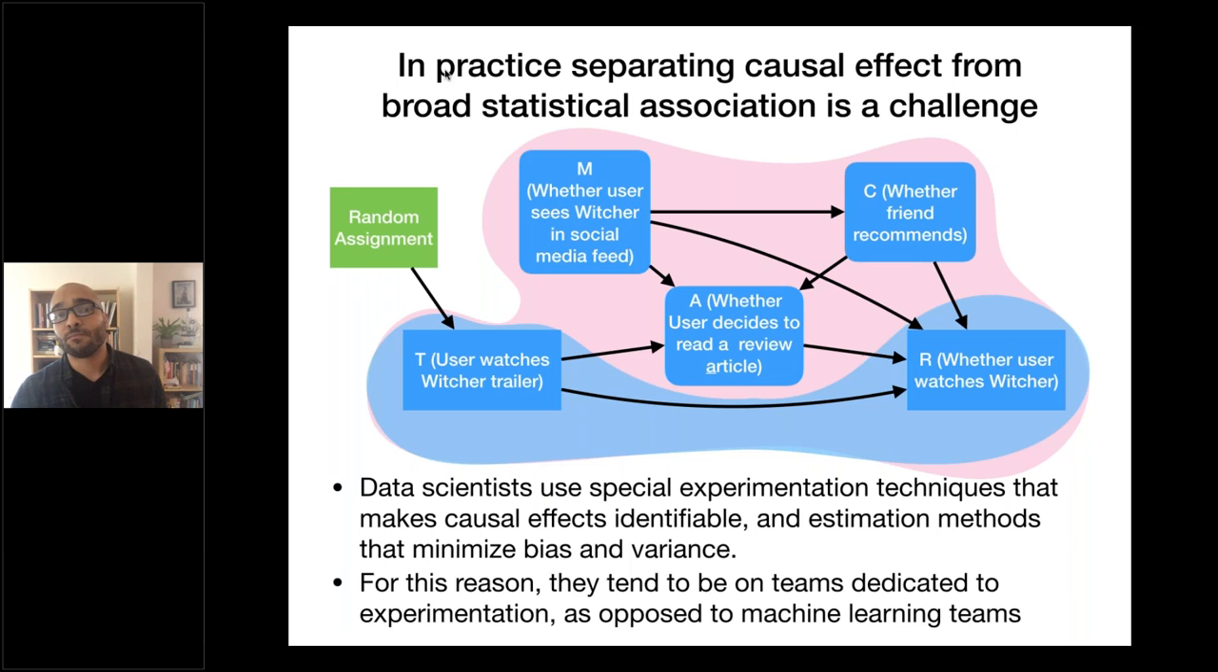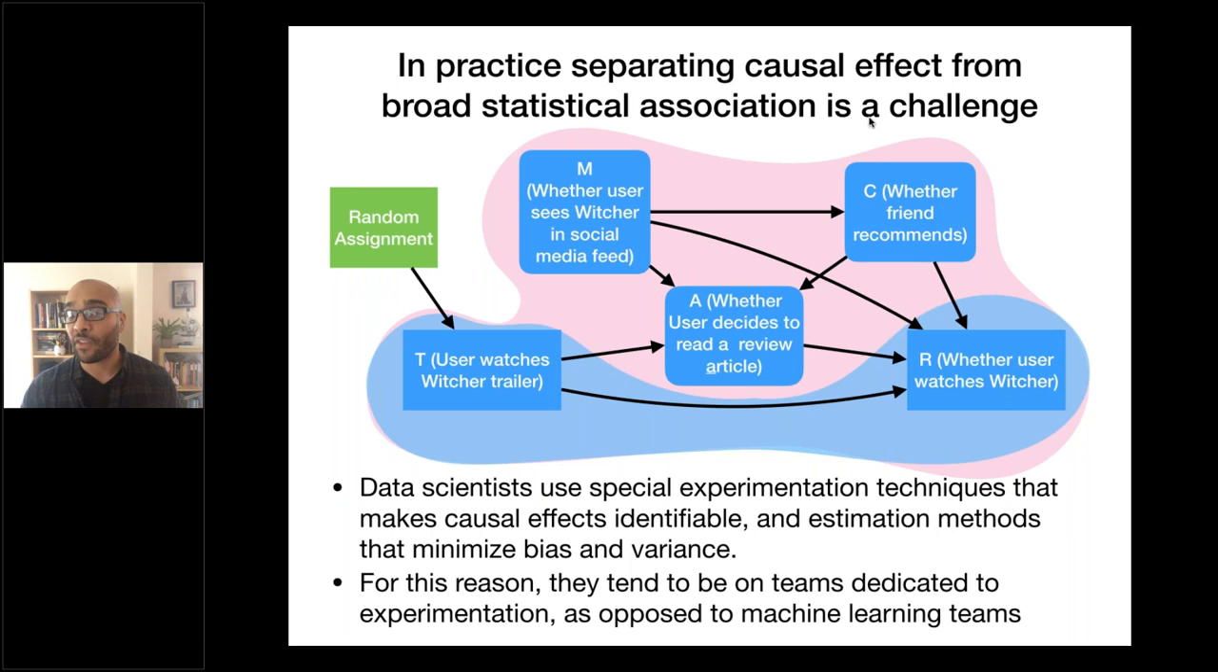So for example, after you see that trailer, you might go on and see The Witcher on your social media feed. You talk to your friends, and this might lead to one of your friends recommending or not recommending you watch The Witcher. Based on what you've seen and what people are recommending, this might prompt you to read a review article about the show or not. All of these things, in addition to the trailer itself, affect whether or not you watch it. So all this pink area here is all the sources of statistical association between watching the trailer and whether or not you actually watch the show.